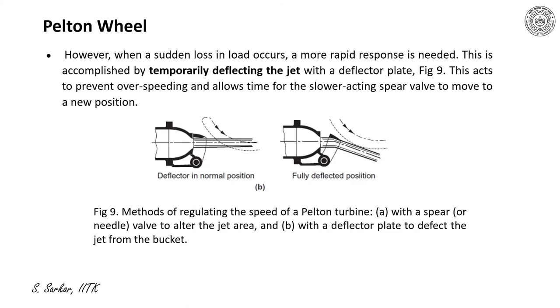When a sudden change in load occurs, a more rapid response is needed. This is accomplished by temporarily deflecting the jet with a deflector plate, as indicated in figure 9b. Please note that there is a deflector here, and when a sudden loss of load occurs, with the help of the deflector, the jet is deflected here, not allowing it to pass through the bucket.